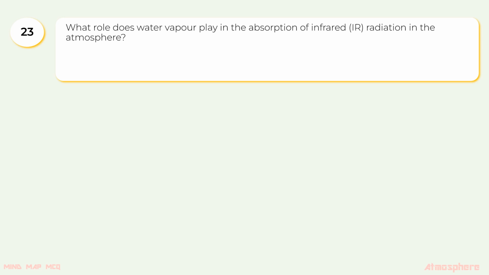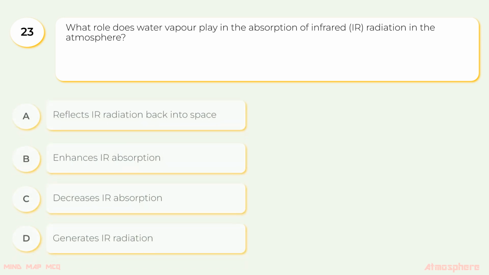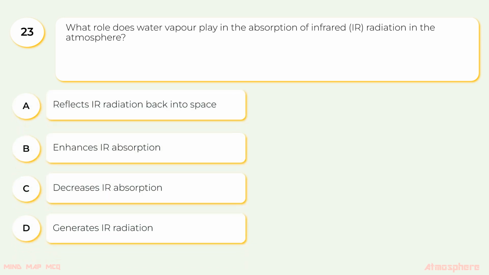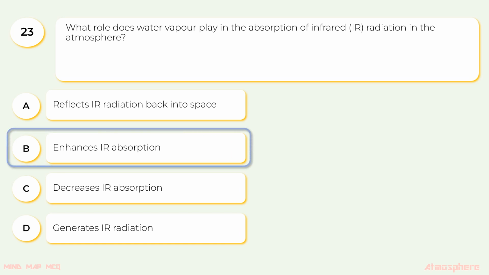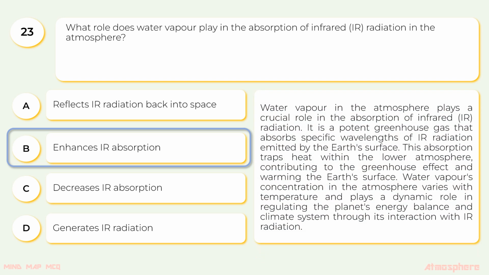23. What role does water vapor play in the absorption of infrared radiation in the atmosphere? The options are A. Reflects IR radiation back into space. B. Enhances IR absorption. C. Decreases IR absorption. D. Generates IR radiation. The correct option is B. Enhances IR absorption. Water vapor in the atmosphere plays a crucial role in the absorption of infrared radiation.